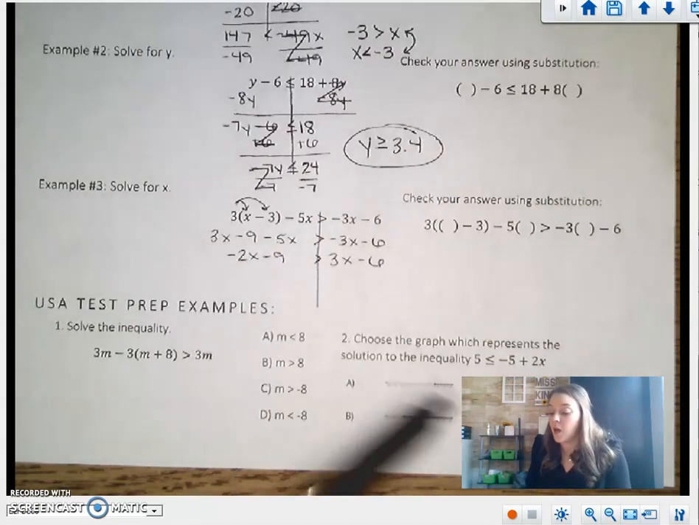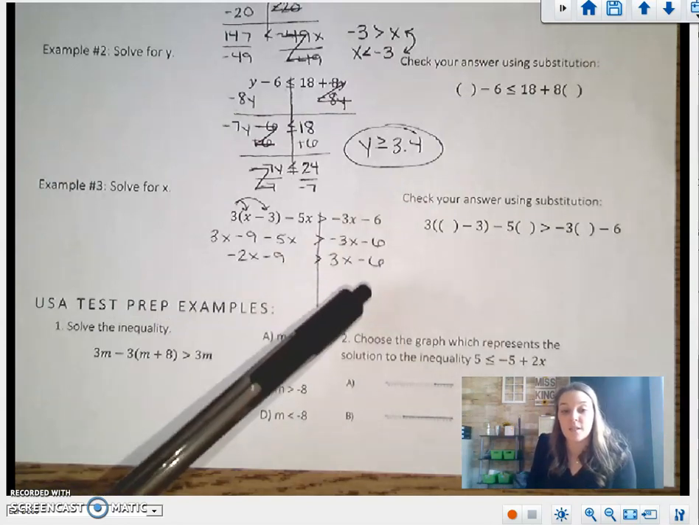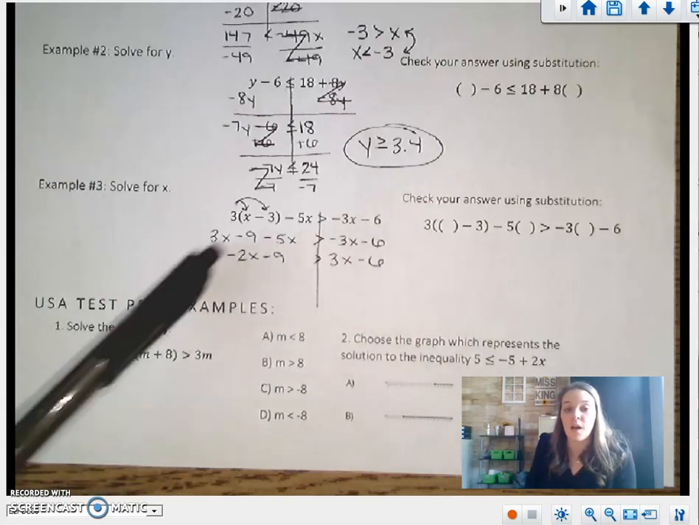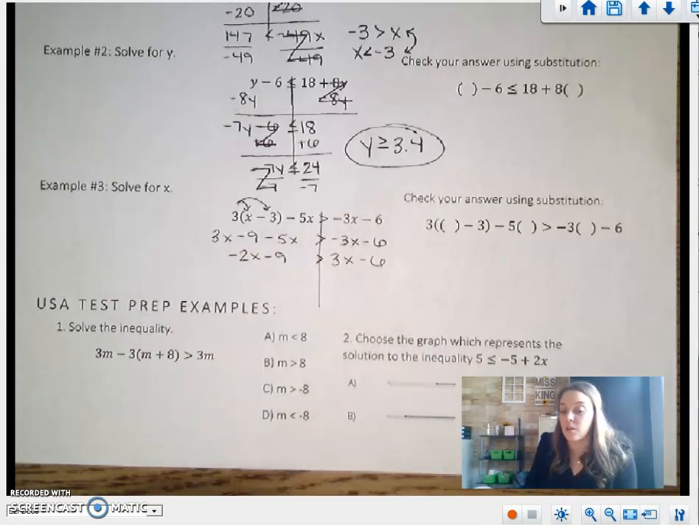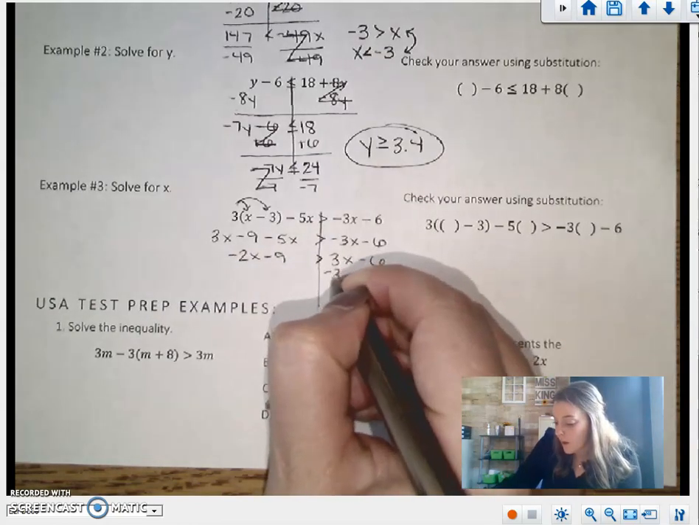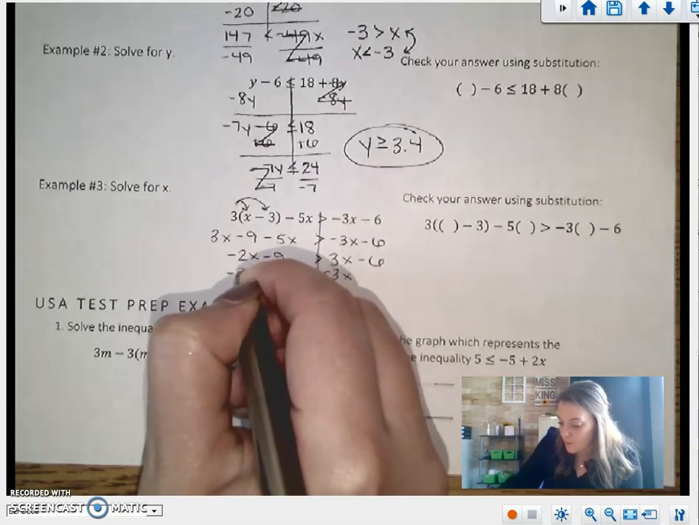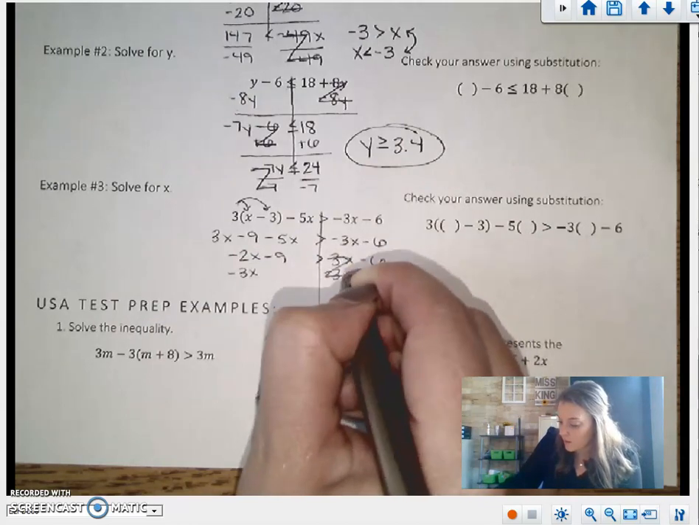So for me, I prefer to have my variables on the left-hand side, so I need to move this 3x over here. So to cancel out the 3x on the right, I'm going to subtract 3x from both sides. That zeroes out.